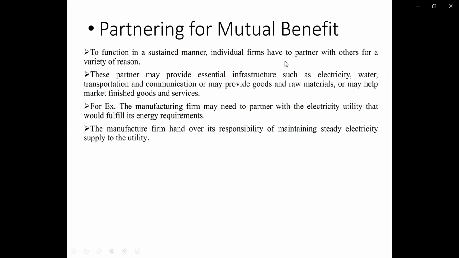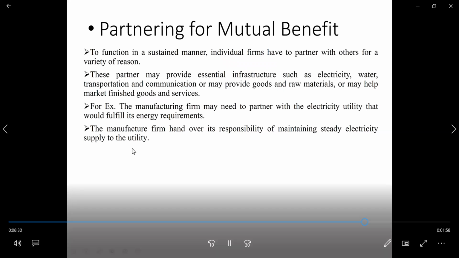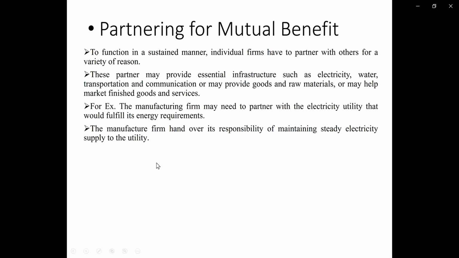Individual firms have to partner with others for a variety of reasons. There are many reasons why they depend on their partners. In this example, a manufacturing firm may need to partner with an electricity utility that would fulfill its energy requirements. That means one organization depends on another for electricity and energy requirements, so the manufacturing firm hands over its responsibility of maintaining a steady electricity supply to the utility.